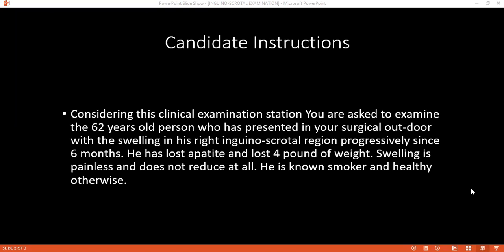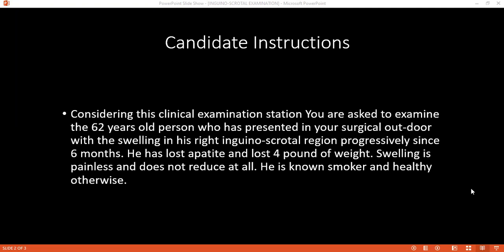Other than hernia, what other differential diagnosis? I would also like to rule out inguinal lymph node swelling, then femoral hernia, then femoral artery aneurysm, then maybe an abscess in the inguinoscrotal region, or even tumors in the same region. It can also be a simple lipoma.